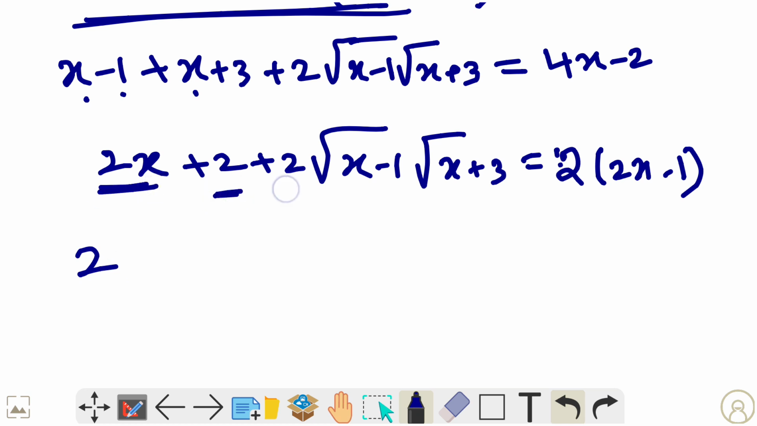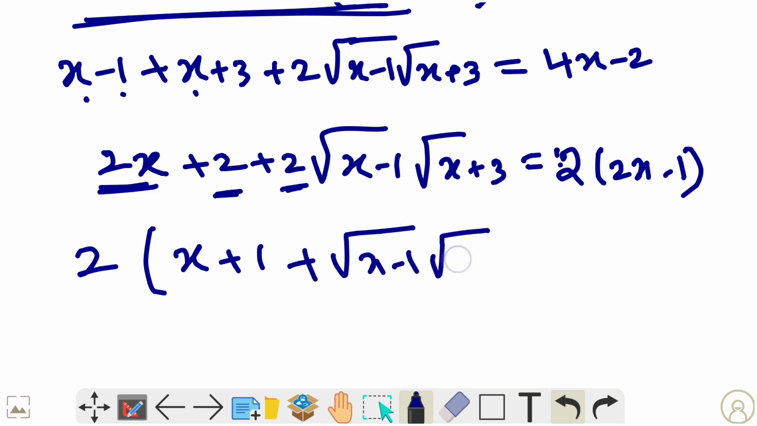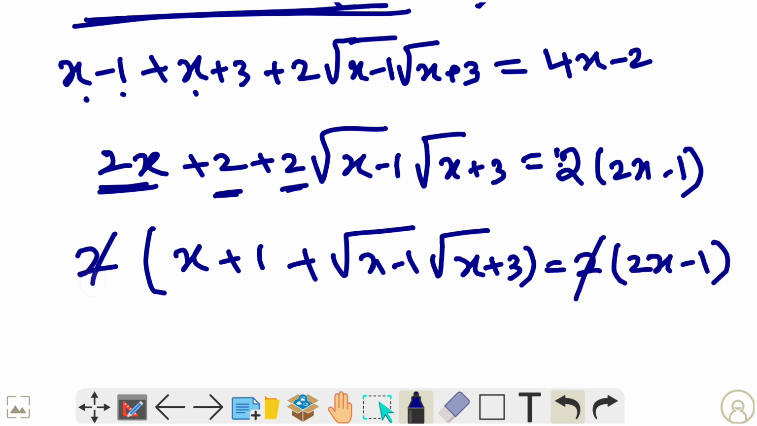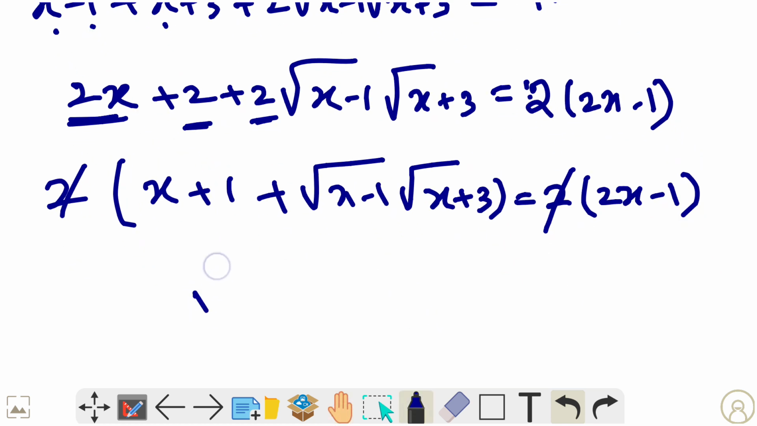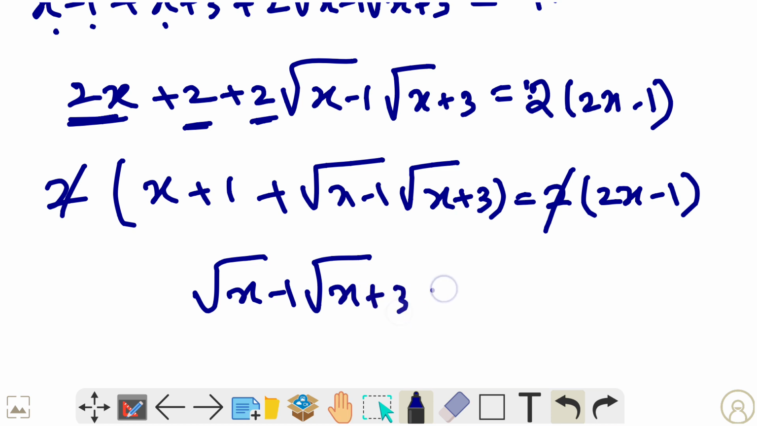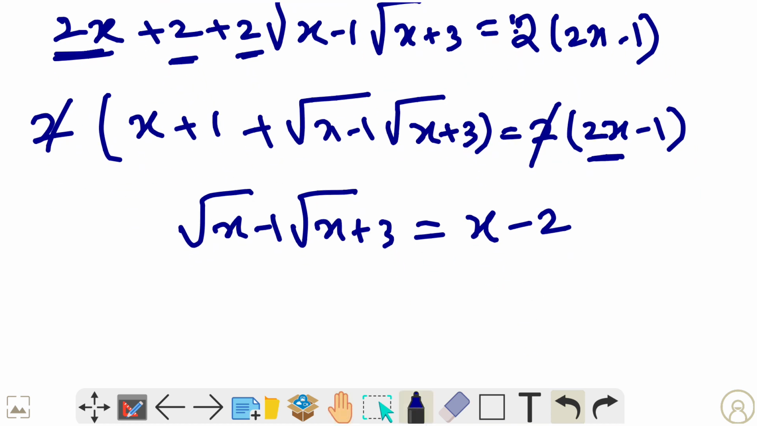I'm going to write this 4x minus 2 as 2 into 2x minus 1. So here we have 2 and here we have 2 and here we have 2, so the 2 is a common part: x plus 1 plus square root of x minus 1 into square root of x plus 3, which is equal to 2 into 2x minus 1. So the 2 will cancel each other. Here, the square root of x minus 1 into square root of x plus 3, already we have 2x, so this x goes there, it will become minus x, and my plus 1 goes there, minus 1, so x minus 2. Okay, correct. So now taking square on both sides.